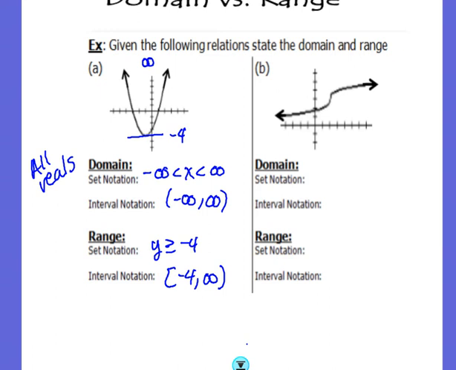Alright, example B. Look at the domain. Does our graph go left? Does our graph continue to go right? Yes to both, so that means it's all reals, or negative infinity to positive infinity. Alright, our range. Does our graph continue to go down? Yes. Does it continue to go up? Yes. Not as fast as it goes left and right, but it's still continuing to go up and down. So here again, our range is all reals.